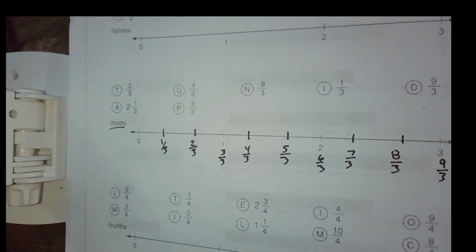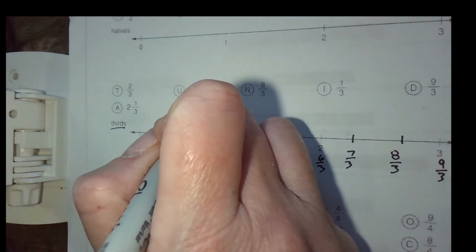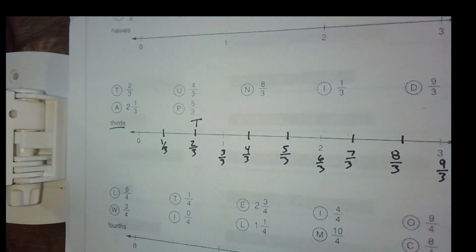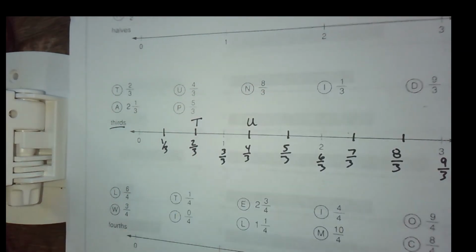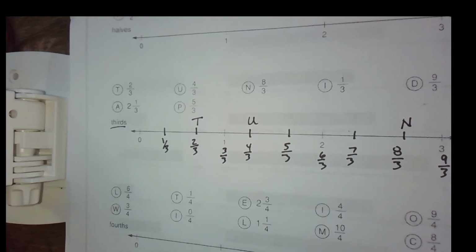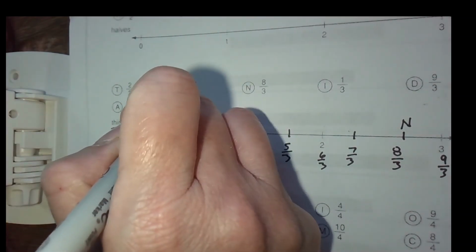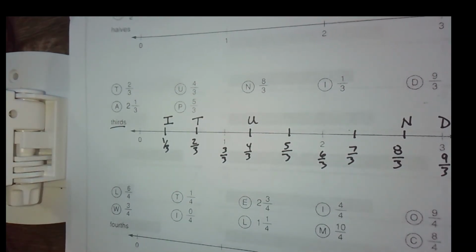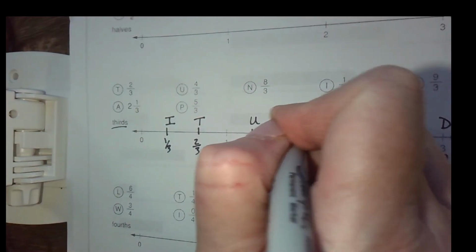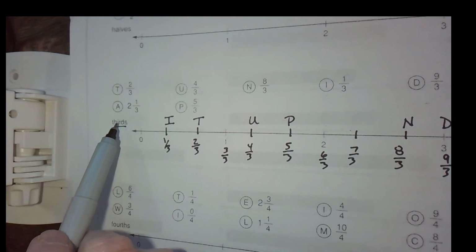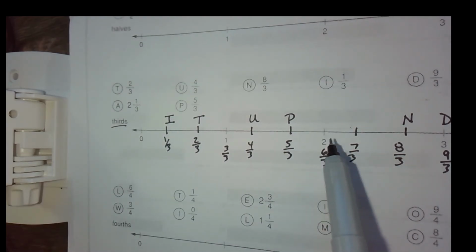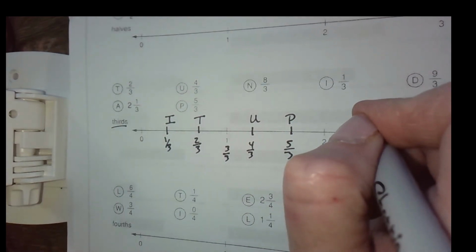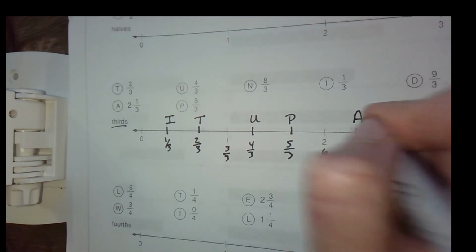And then it says to put them on there. So T is 2/3. So here's T. U is 4/3. Here's U. N is 8/3. I is 1/3. D is 9/3. Okay, P is 5/3. And then A is 2 1/3. So here's 2 1/3. That's the same as 7/3.